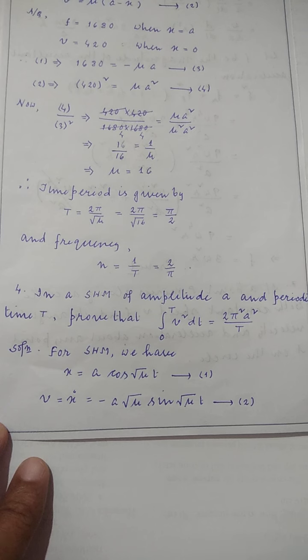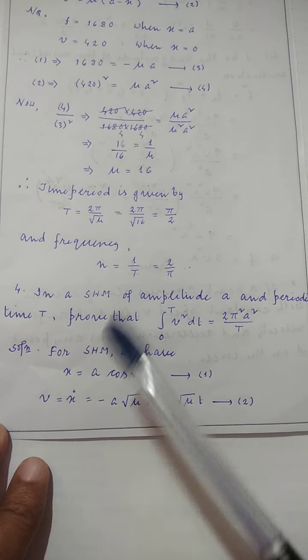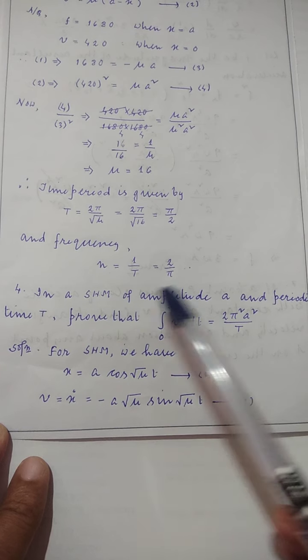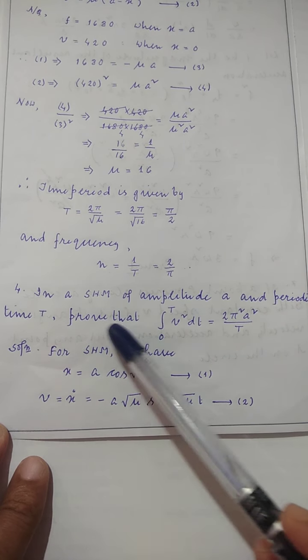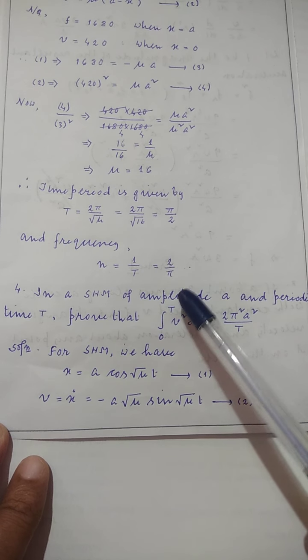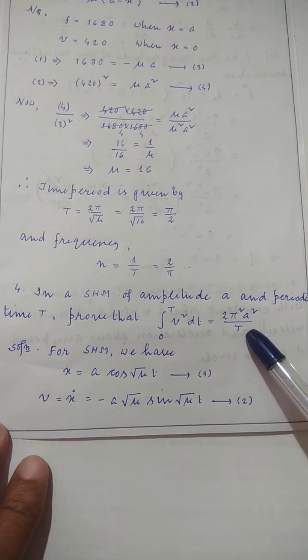So in the last class, we have solved 3 problems on simple harmonic motion. So today we'll solve 3 more problems based on simple harmonic motion. See the next problem, number 4. In a simple harmonic motion of amplitude A and periodic time T, prove that integral 0 to T v square dt is equal to twice pi square a square by T.